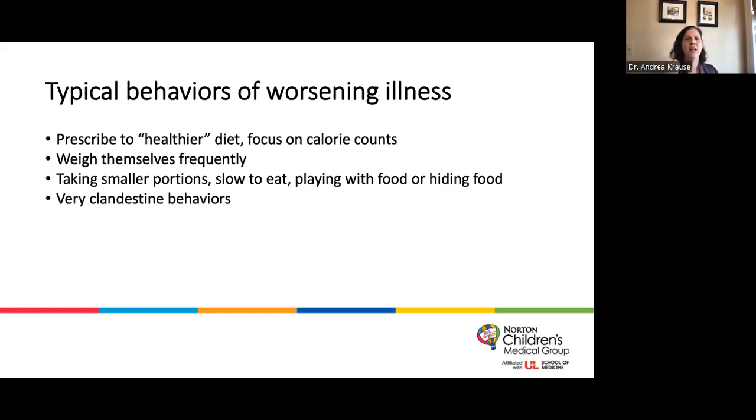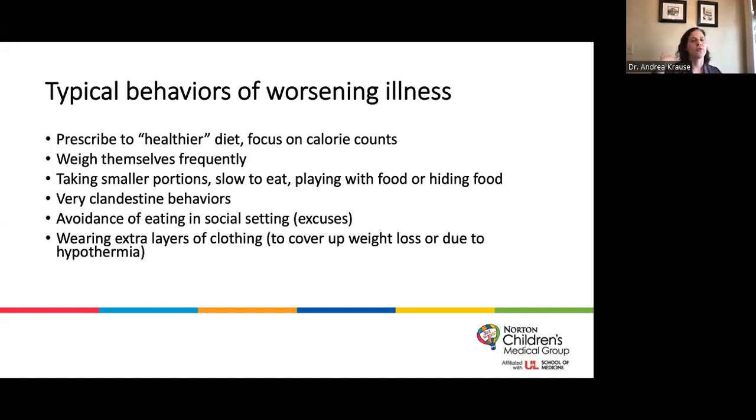And then again, just a reminder that these are very clandestine behaviors. And so we really have to be wise to these things to know what to look for. The parents also describe the child starting to avoid social eating, whether it's family gatherings or going out to eat at restaurants. Those things can cause a lot of stress in a kid that's really struggling with an eating disorder. And then wearing extra layers of clothing, whether that's to cover up weight loss, or just because they're so cold because of the weight loss.